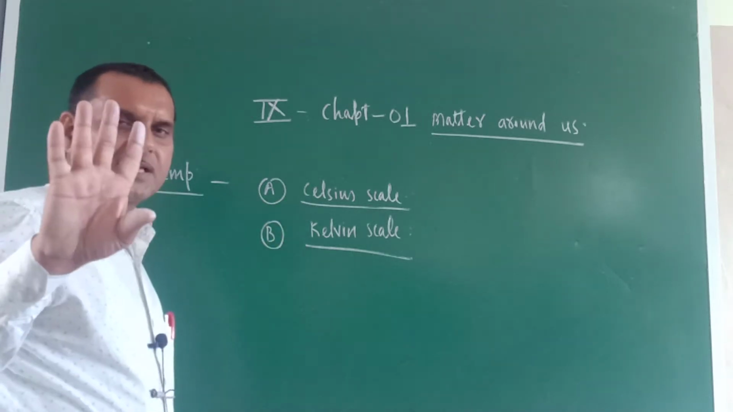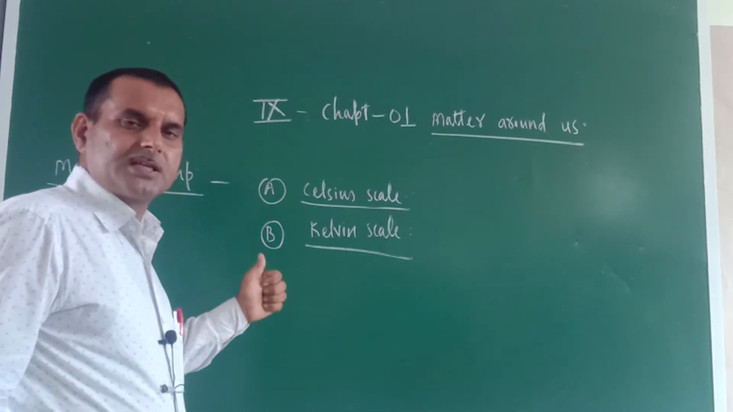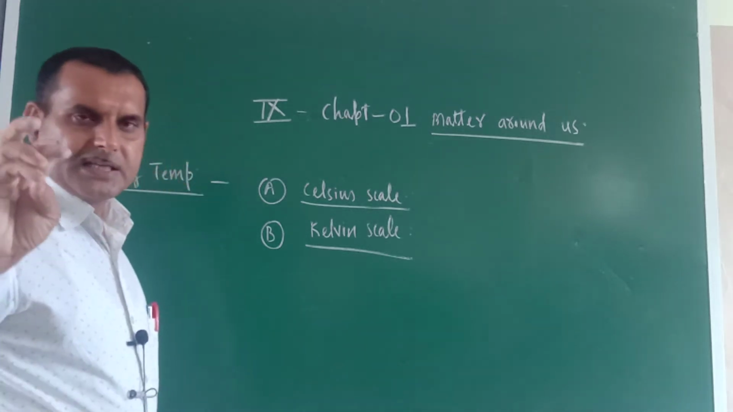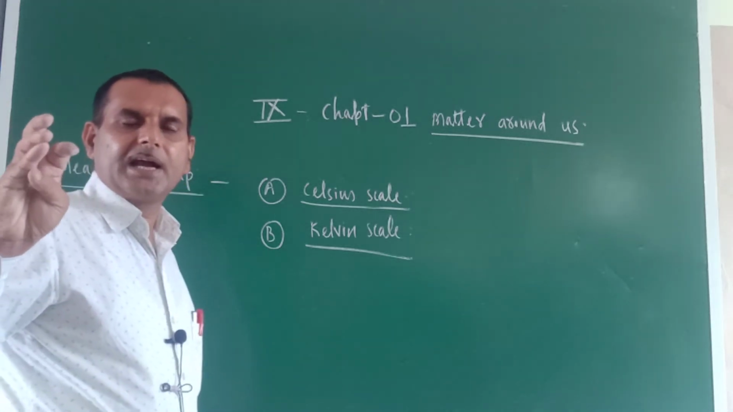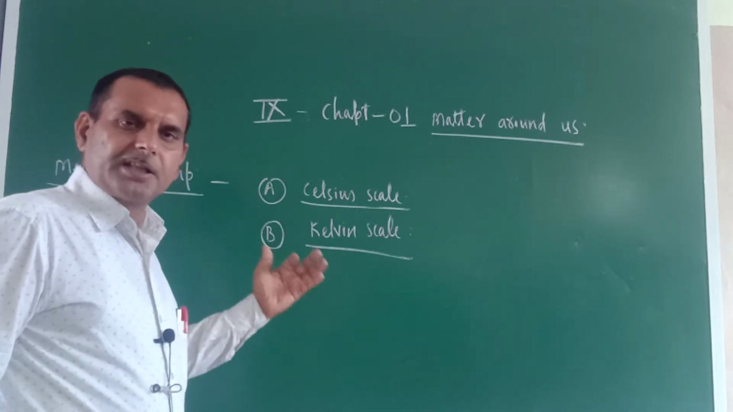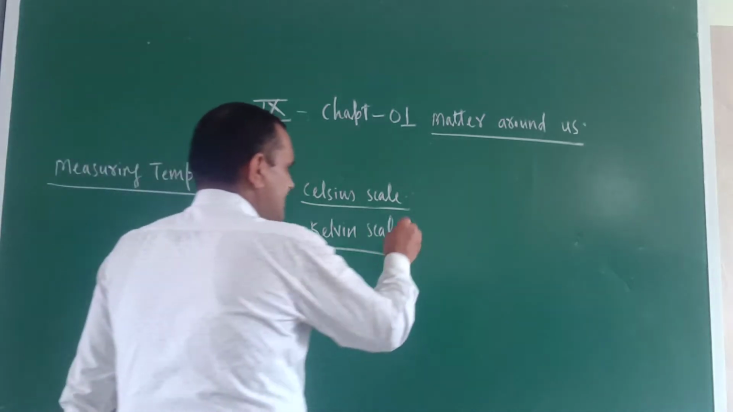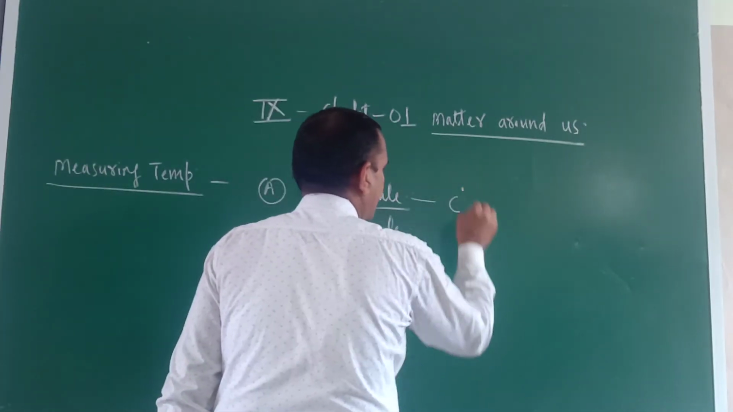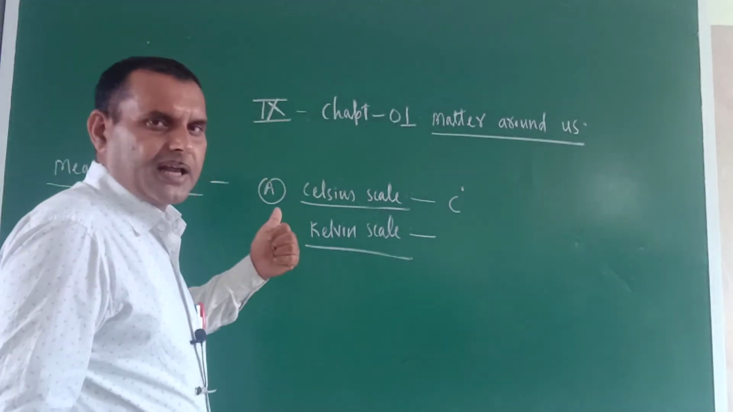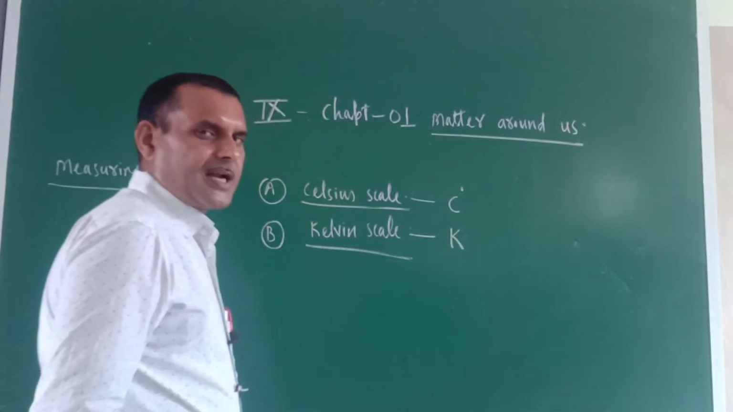Actually, there are 4 scales. But according to your syllabus, I am bound to teach the syllabus things only. The 4 scales are degree Celsius, Kelvin, Fahrenheit, and the Roemer scale of temperature. Here in 9th class only 2 are given. The Celsius scale is denoted by degree Celsius. For the Kelvin scale, never say degree Kelvin, only Kelvin, K. Kelvin is the name of a scientist.